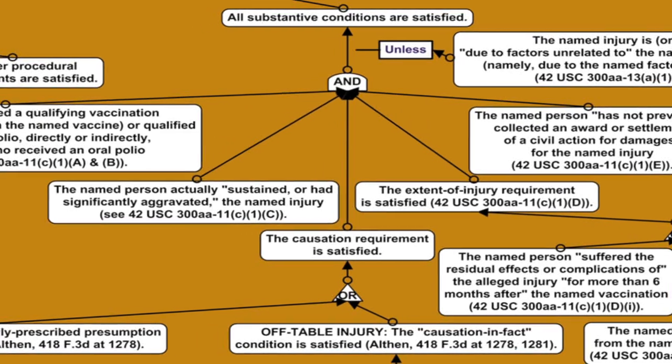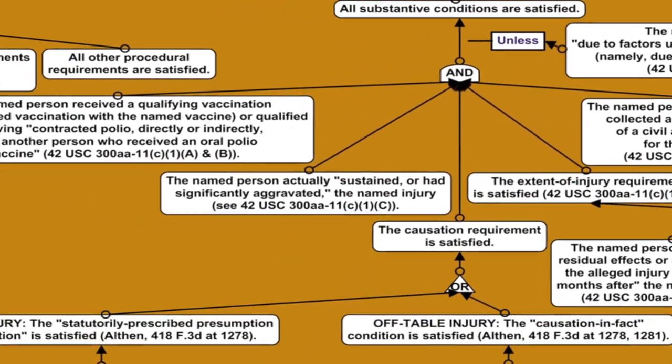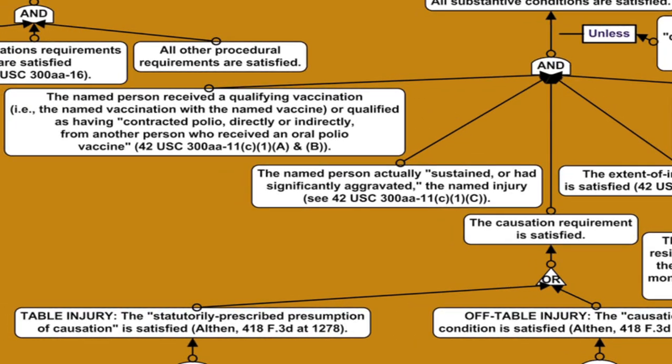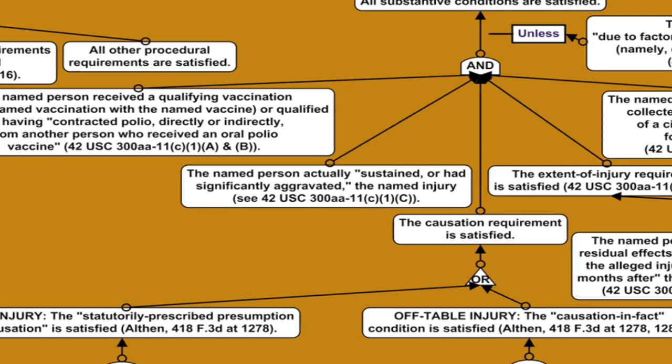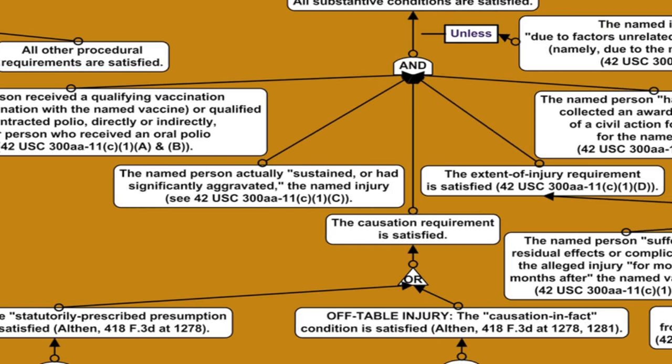The elements in the prima facie case include whether the person named in the petition received a qualifying vaccination and whether that person actually sustained or had significantly aggravated the injury that is alleged or named in the petition. Third, there is a causation requirement, which we will look at more closely in a moment.